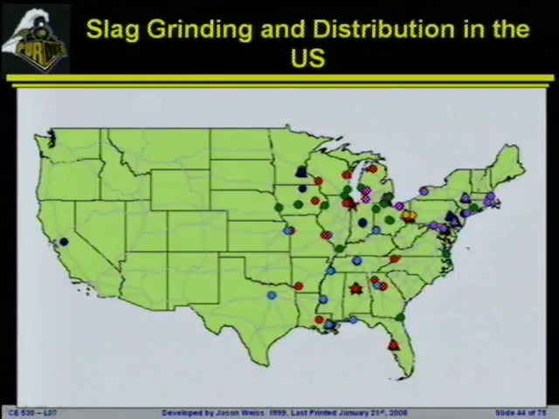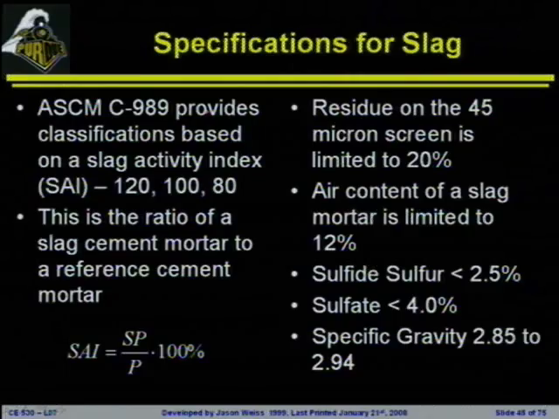Slag distribution, this is a slightly old map, so there'll be a lot of different slag grinding facilities. You'll see a lot more have opened up in the west. Typically they'll be bringing in slag from the Far East to meet demands of those markets.